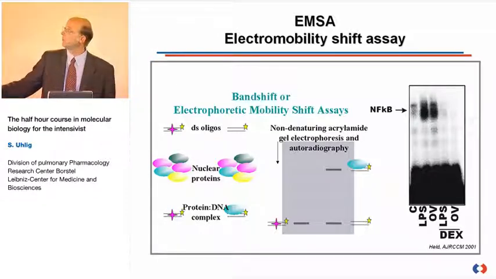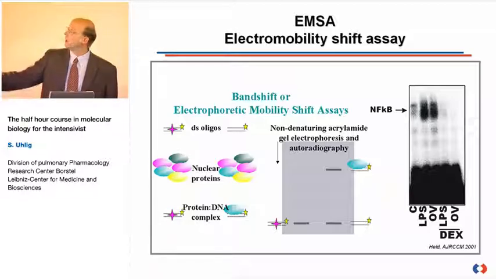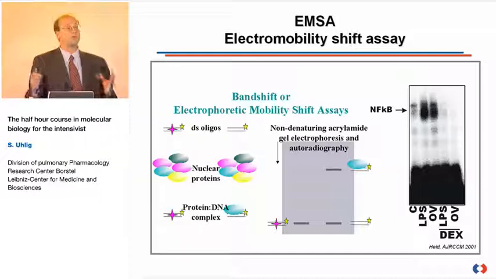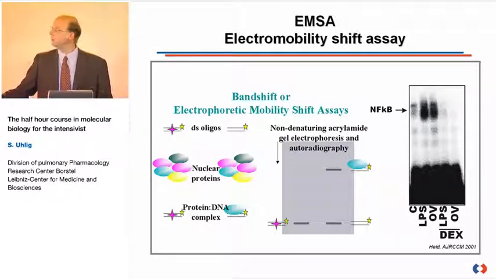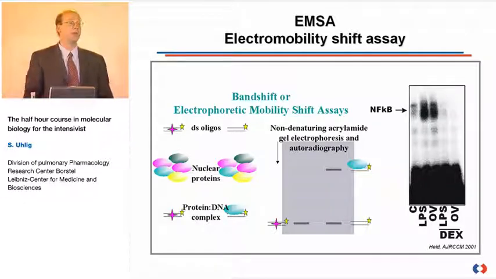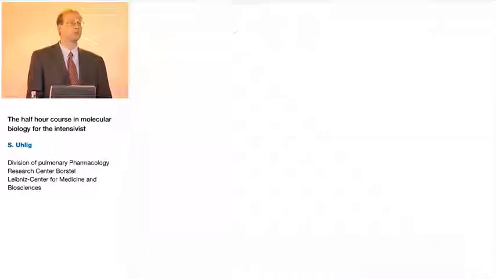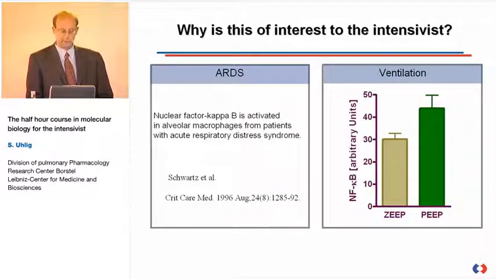And here you see different conditions. You see that under control there is some activation. You see that both endotoxin and overventilation can stimulate that NF kappa B. And if you treat the lungs with steroids, you can prevent the activation of that. But I don't want to go into detail. This is just to give you an example of how those pictures are produced and how to read them.